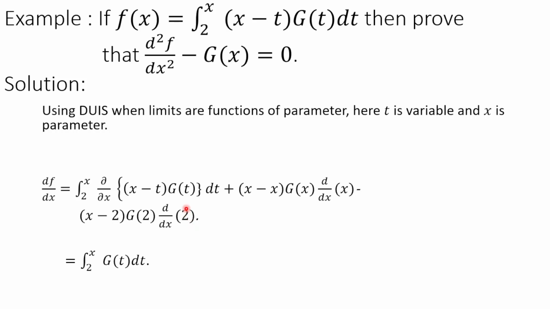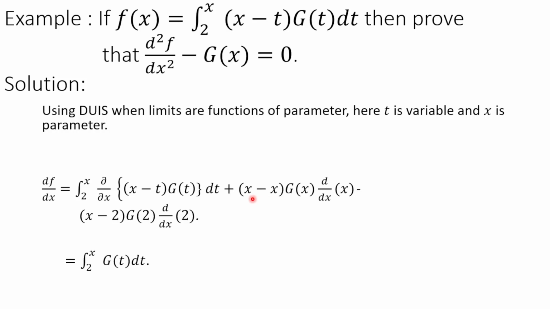Alright. Now, when we are differentiating this (x minus t) g of t partially with respect to x, t is constant, so g of t is a constant. Derivative of x minus t is going to be 1. So we'll get integral 2 to x g of t dt, because x minus t on differentiating partially with respect to x will give us 1.